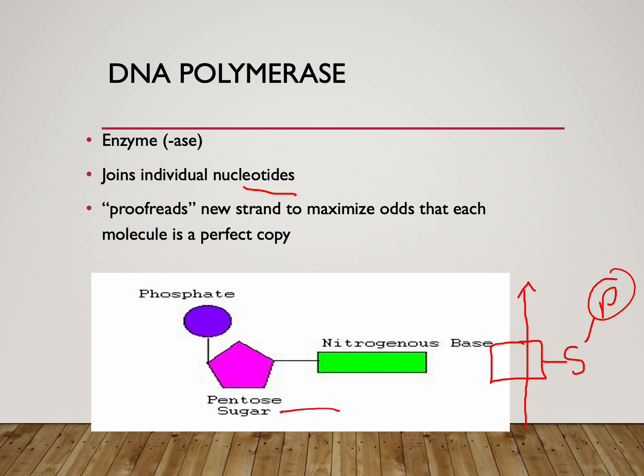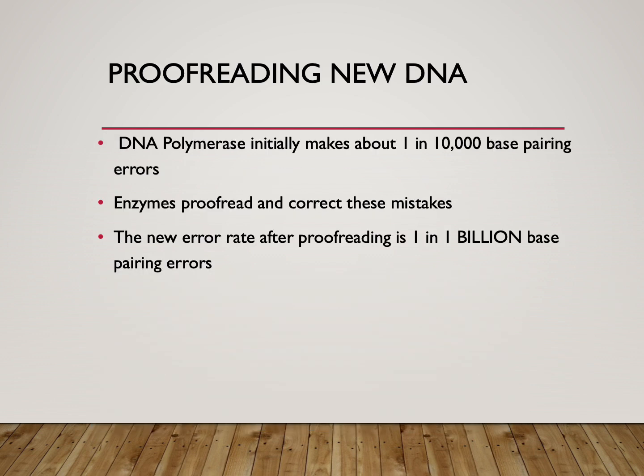The polymerase is also responsible for proofreading. As it's building those new strands, the polymerase makes about 1 in 10,000 errors in the base pairing. Remember, adenine must go with thymine, guanine must go with cytosine. Then there are further enzymes that come through and proofread it again, looking for mistakes. Once the enzymes proofread the polymerase, we're now looking at errors of 1 in 1 billion.